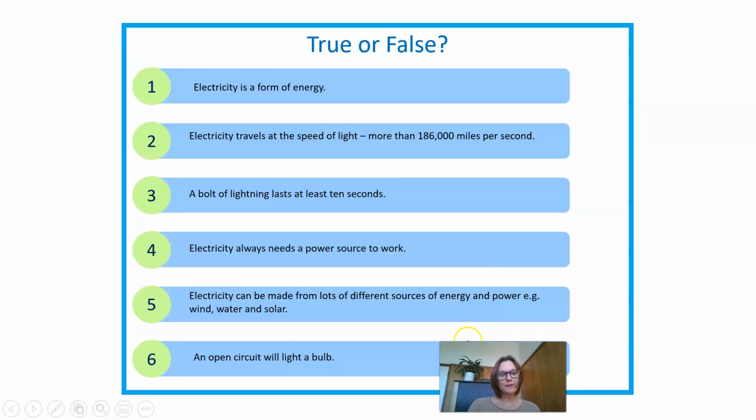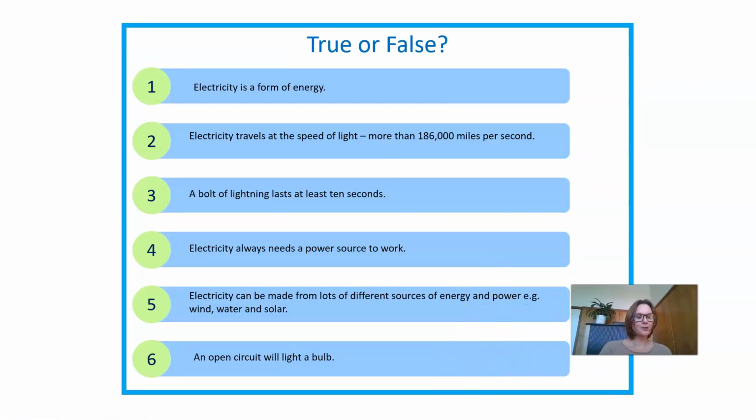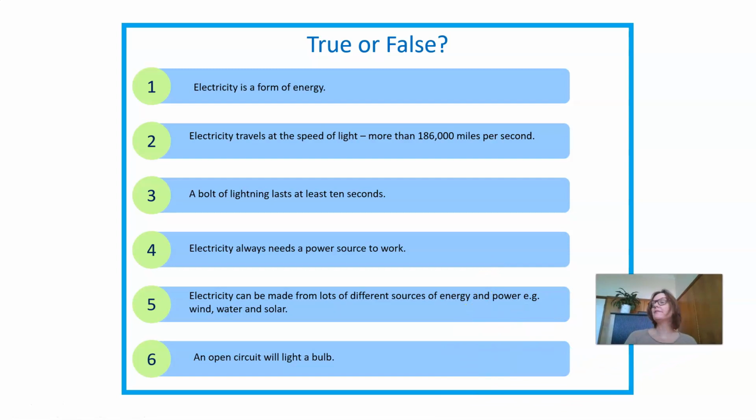Right, a little bit of a quiz for you. Let's check out your general knowledge, just general everyday knowledge, and what you've learned today. Okay, so electricity is a form of energy. Is that true or false? It is true. Electricity travels at the speed of light. So in other words, more than 186,000 miles per second. True or false, grade 6s?